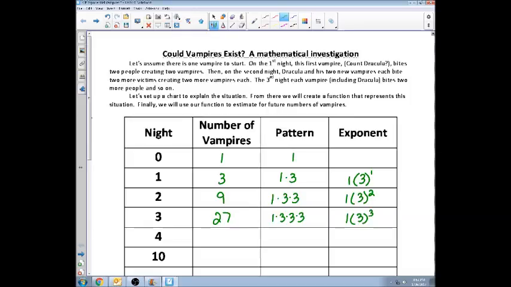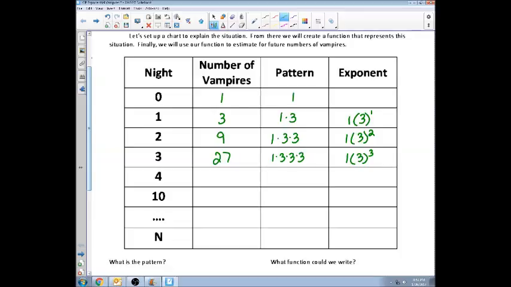After the fourth night, I'm going to have, well, 1 times 3 times 3 times 3 times 3. 3 times 3 is 9. 3 times 3 is 9. 9 times 9 is 81. So I have 1 times 3 to the fourth power. So we've gone from night 0, where I had just one vampire, which is Count Dracula, I guess, to, in only 4 nights, 81 vampires. Okay? So that's a little bit of a scary situation, but let's continue to see what happens after night 10.